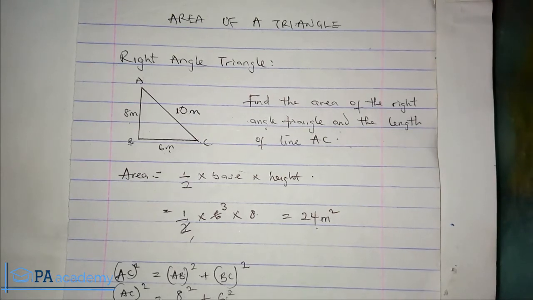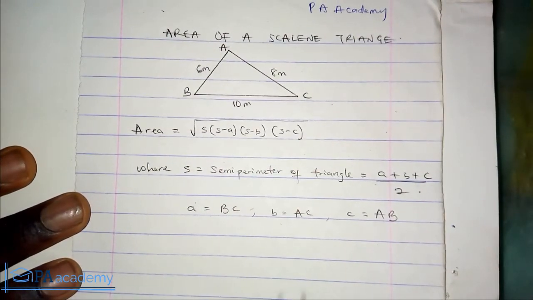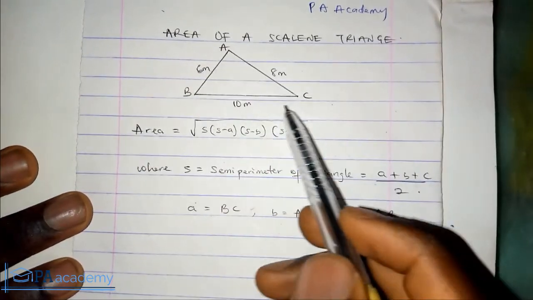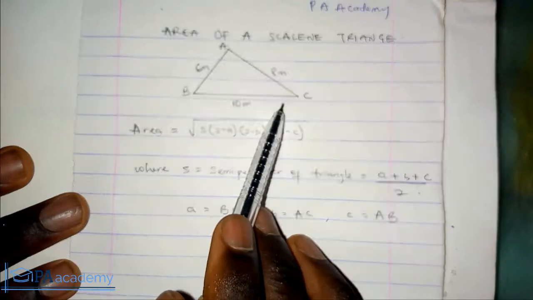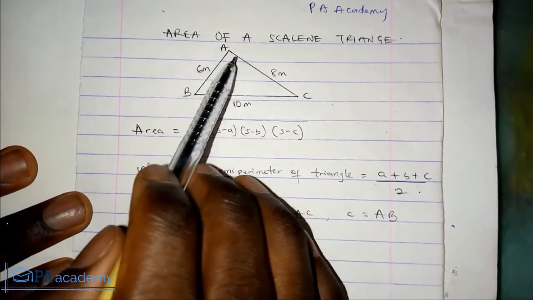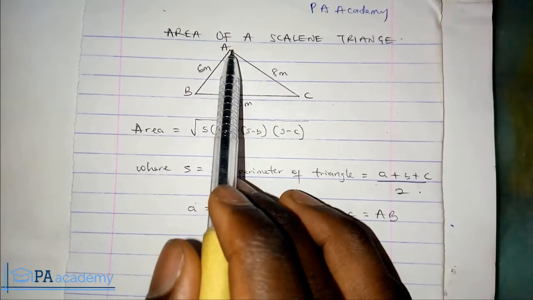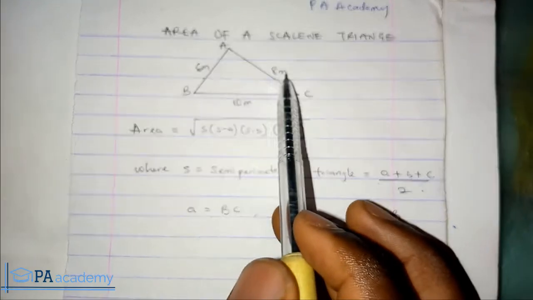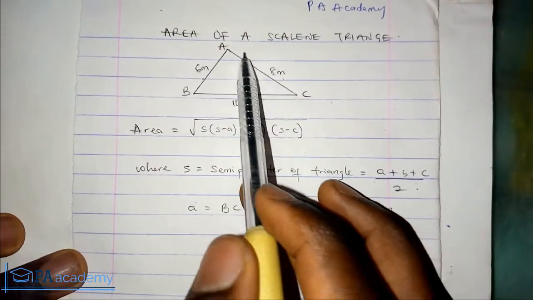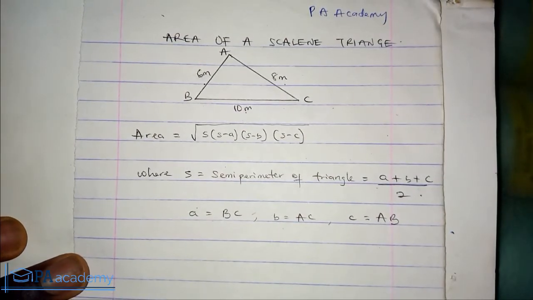So the next one we are going to be looking at is a scalene triangle. In a scalene triangle, this is how it looks. Now, note that this triangle is not drawn to shape, but just to give you an idea, the three sides are not always equal. Here is 6 meter long, here is 10 meter long, and the third side is 8 meter long. So you can see that all the three sides are different. That's why you call it a scalene triangle.